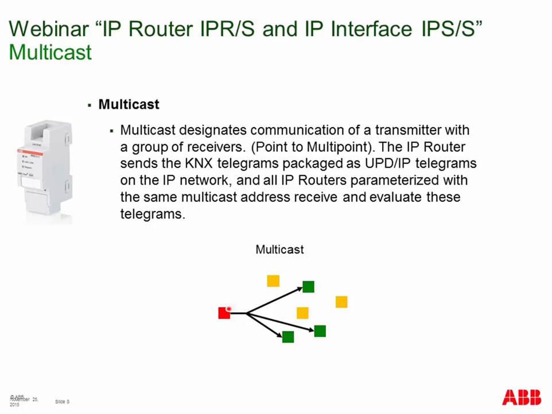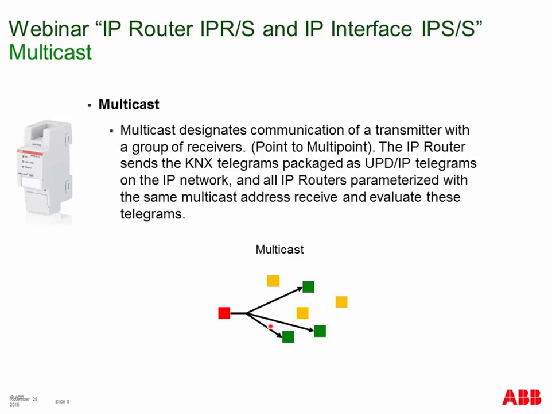But here you see one IP router can communicate with other IP routers. Of course, that's what we want to do. And in principle, the IP router sends the KNX telegrams packed in UDP IP telegrams on the network, and all IP routers parameterized with the same multicast address receive and evaluate these telegrams. So there's another important topic, multicast address. I come to this later. All IP routers with the same common multicast address can communicate with each other.